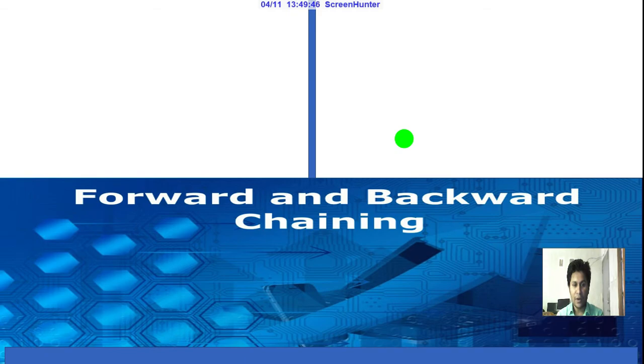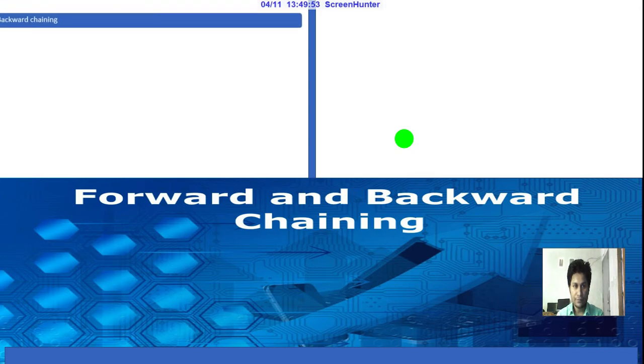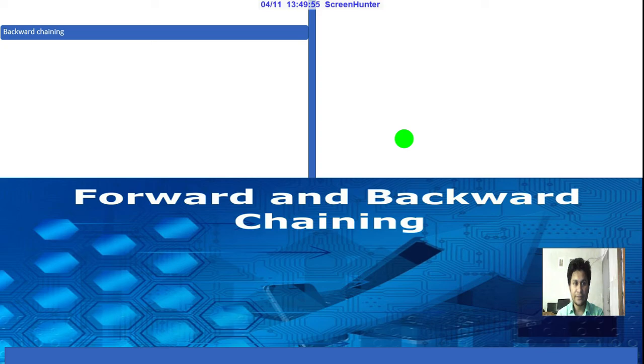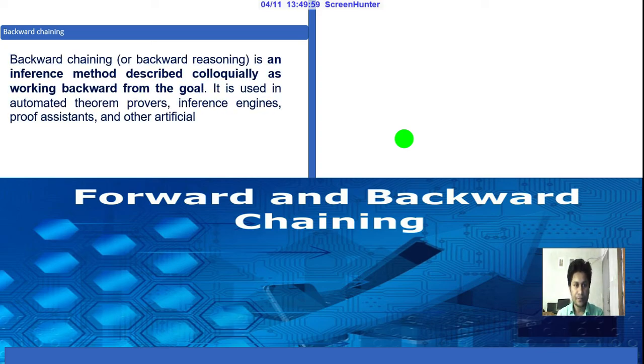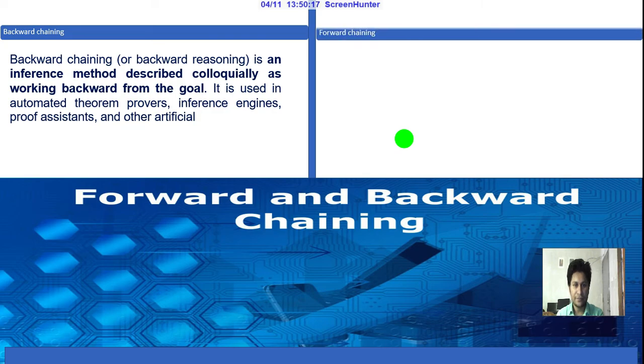Now we can know forward and backward chaining. What is backward chaining? Backward chaining is an inference method described colloquially as working backward from the goal. It is used in automated theorem provers, inference engines, proof assistants, and other artificial intelligence applications.